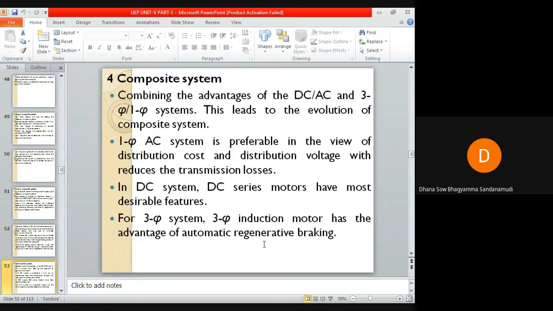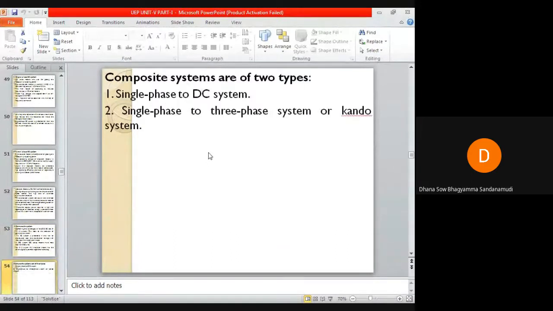We can combine DC and AC, three phase and single phase. This leads to an evolution of a composite system. When we combine these systems, it becomes a composite system. Composite systems can be categorized into two types: single phase to DC system and single phase to three phase system. Single phase to three phase system, you can call it a Kando system.